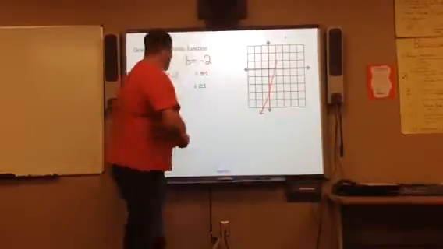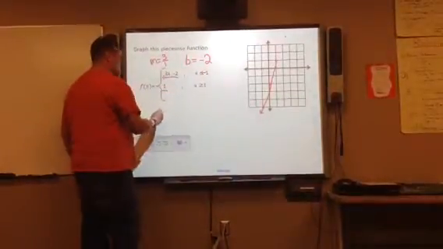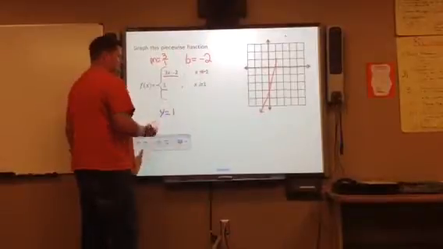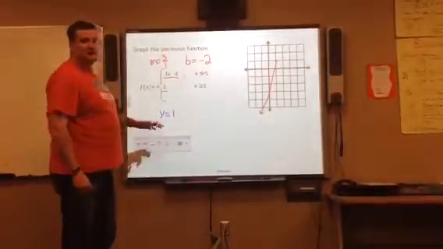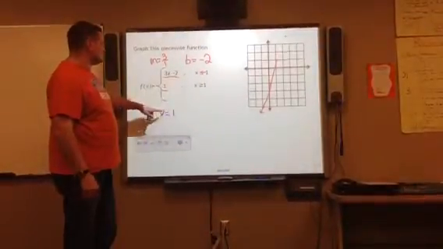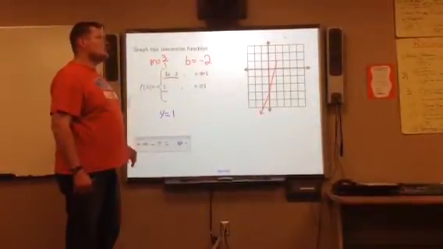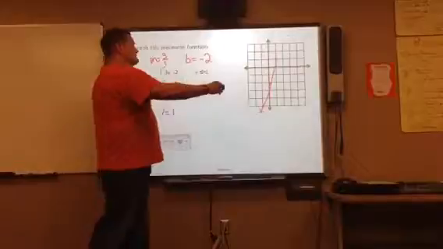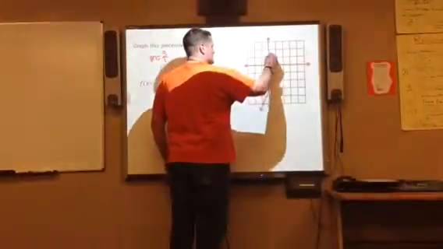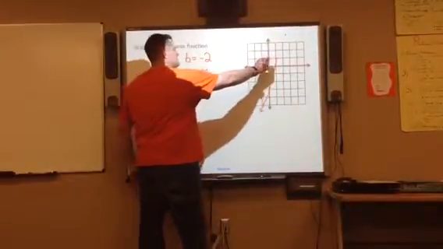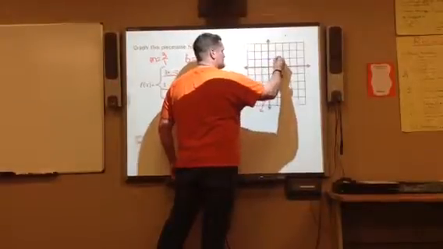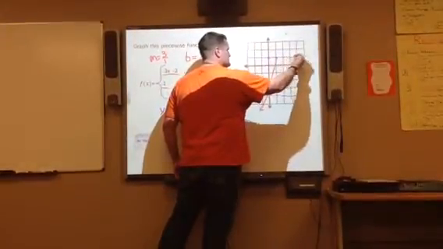If we look at our other one, we talked about this. This is really y equals 1. If you remember that from our vertical and horizontal line unit, this is going to be a horizontal line that goes through where y is 1. So if we look at that, y is 1 right here. So it's going to be a horizontal line. So it's going to look like this.